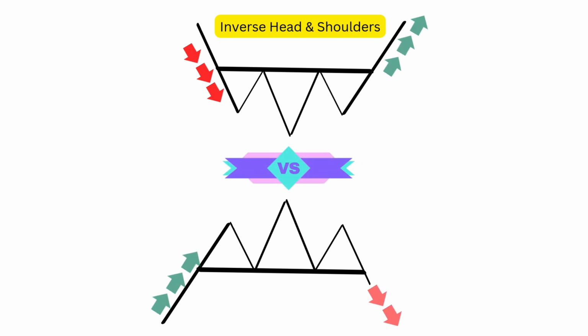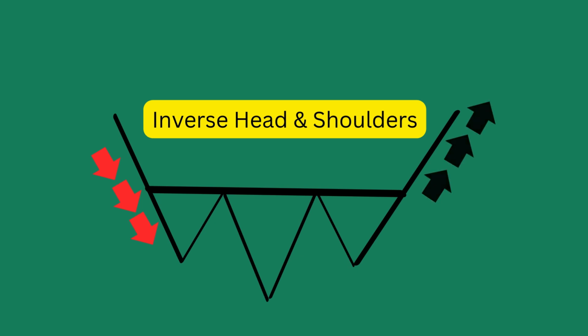Bullish versus bearish Head and Shoulders. Now that we know the basic anatomy, let's differentiate between the 2 types of Head and Shoulders patterns: the standard, bearish pattern, and the inverted, bullish pattern. Inverted head and shoulders, bullish.